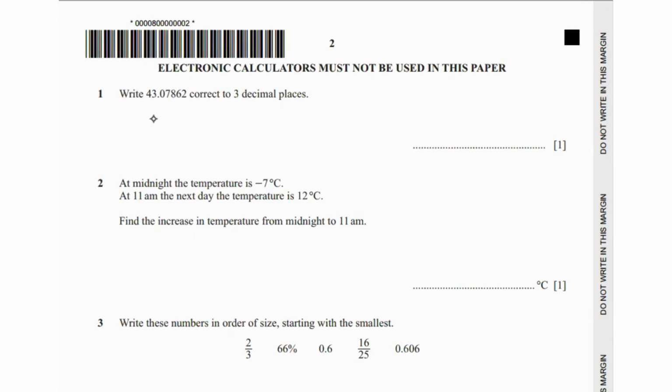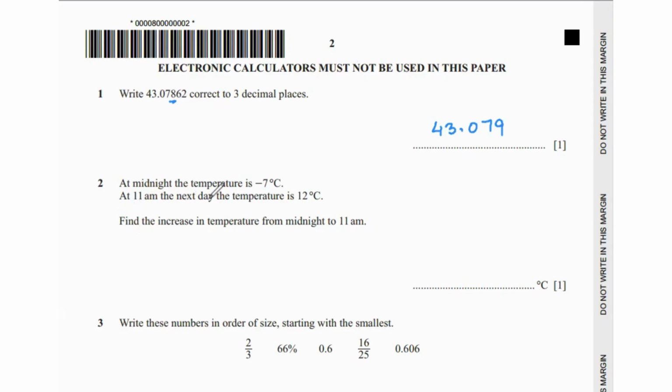The question says write 43.0786 to correct to 3 decimal places. So first we need to identify what the third decimal place is. Third decimal place is at 8. So we round 8 based on the number which is in the fourth decimal place, which is 6. Now since 6 is 5 and above, that means we will round 8 up. So when we round 8 up, that's going to be 43.079. So that's how you round numbers.